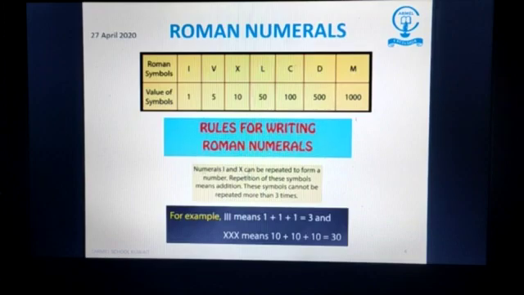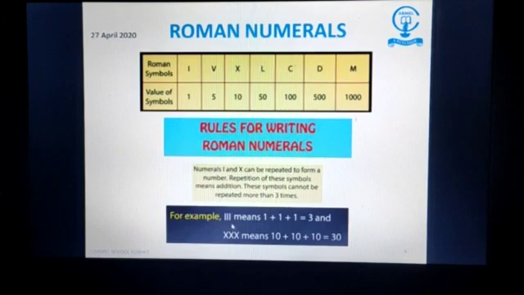Numerals I and X can be repeated to form a number. Repetition of these symbols means addition. These symbols cannot be repeated more than 3 times. That means I and X cannot be repeated more than 3 times. Only 3 times are allowed.